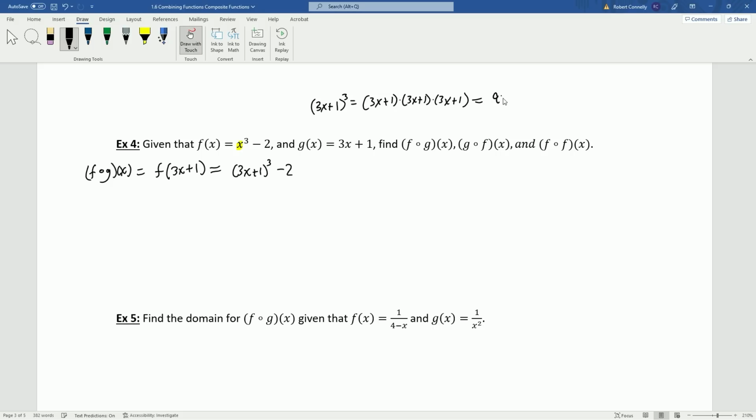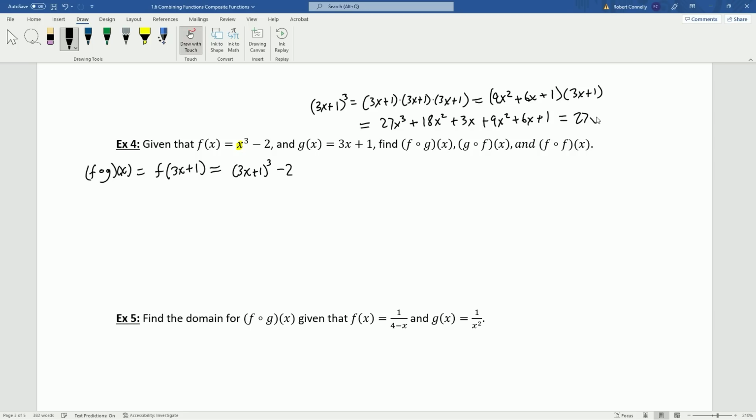3x times 3x is 9x squared. This is 3x and 6x plus 1. And then we multiply that whole thing by 3x plus 1. And then here, this is going to give me 27x cubed plus 18x squared plus 3x. And then that's going to give me plus 9x squared plus 6x plus 1.